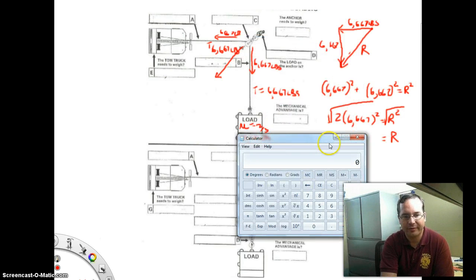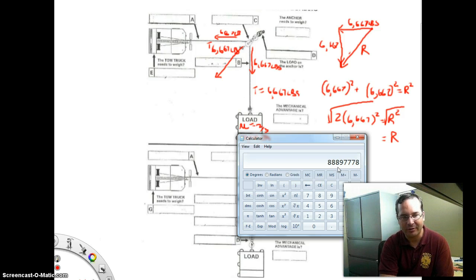And if you think about orders of operation, things that happen inside brackets and exponents trump everything else. So 6,667 squared times 2. And then what do we need to do with that? We need to take its square root.